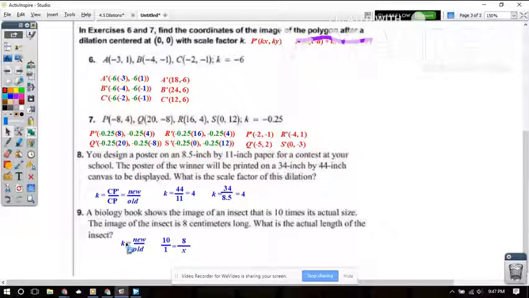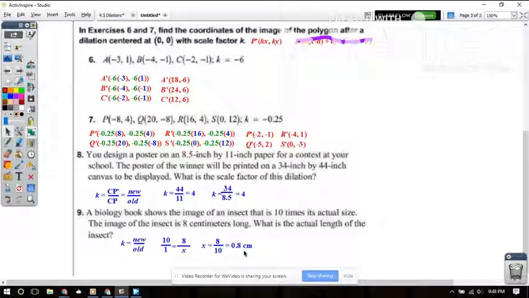Anything that has scale factor is going to be proportional. So we just cross multiply and divide. So that's 8 times 1 divided by 10 equals X. So X is 8 divided by 10, or 8/10 centimeters. All right, so that's how long your actual insect would be, 8/10 of a centimeter.